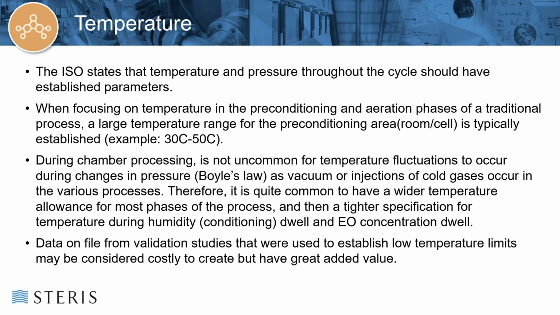but then for your conditioning phase and your EO concentration dwell phase, your EO exposure phase, you have tighter parameters because those will definitely affect how it's interacting with the product, being absorbed into the product, ushering the EO throughout the chamber and distributing it, etc. So you want data on file from validation studies that were used to establish the lower limits, and that can be costly if you're trying to run your validation at 125 C, but you're actually going to be processing at 135 C. It's a bit expensive to run those extra studies, but it would open up the lower end to generate data to prove that you can sterilize at those lower limits.